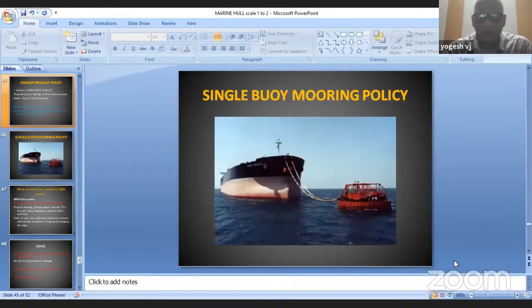Okay. Now, this is a very interesting policy. Have you ever heard of this? Single buoy mooring policy. It is also called single point mooring. Now, what you see in red color in this picture is the buoy. And this vessel is a very large crude carrier.